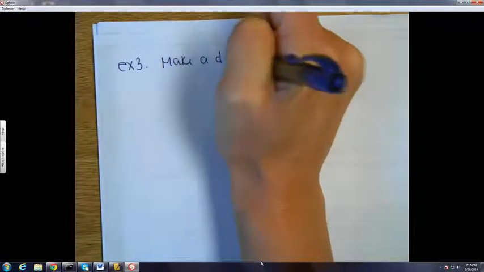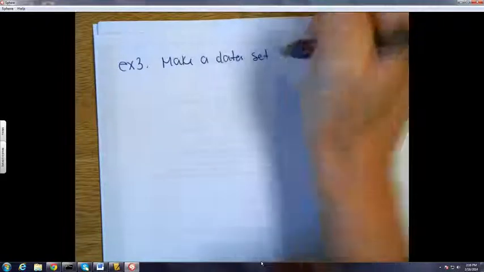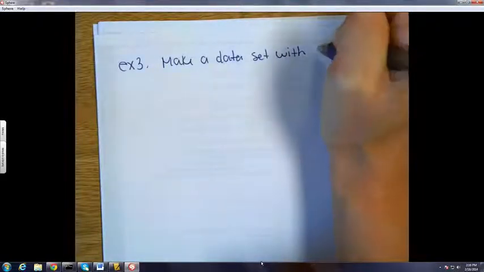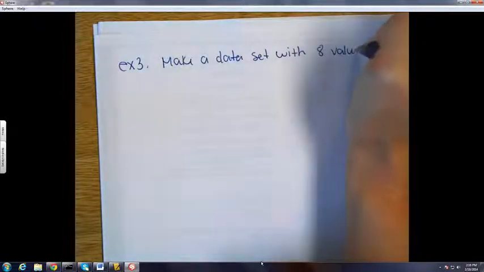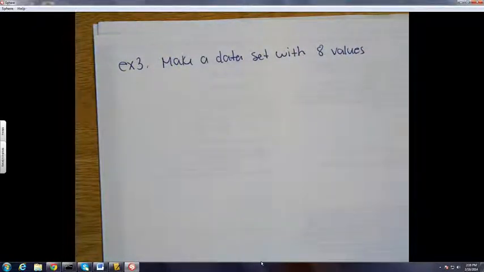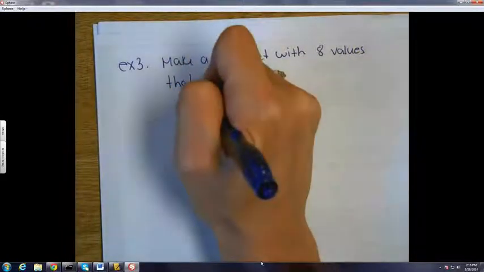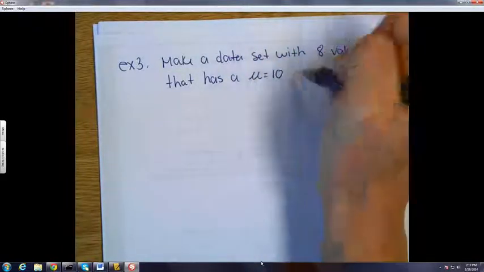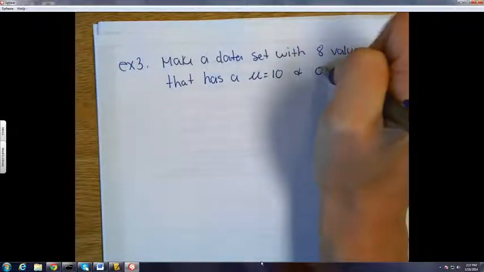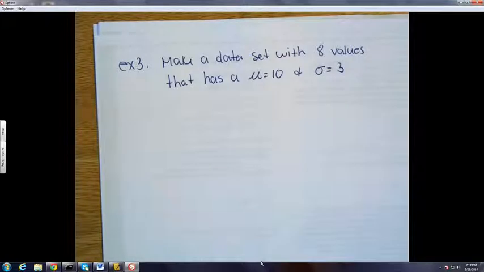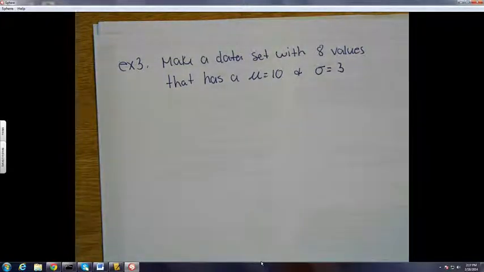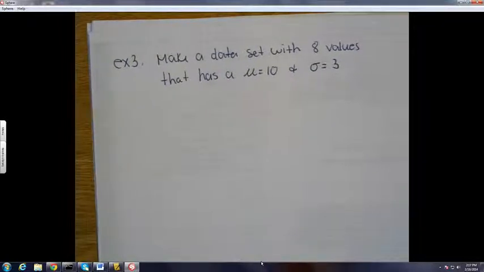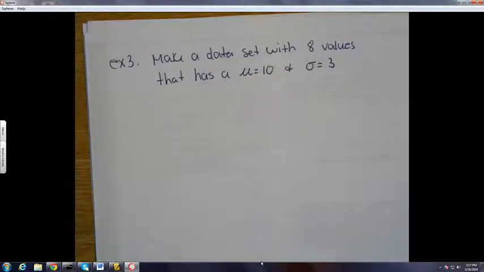Make a data set with 8 values that has a mean of 10 and a standard deviation of exactly 3. Think about what we just did. I want the average to be 10, but I want the standard deviation to be 3.